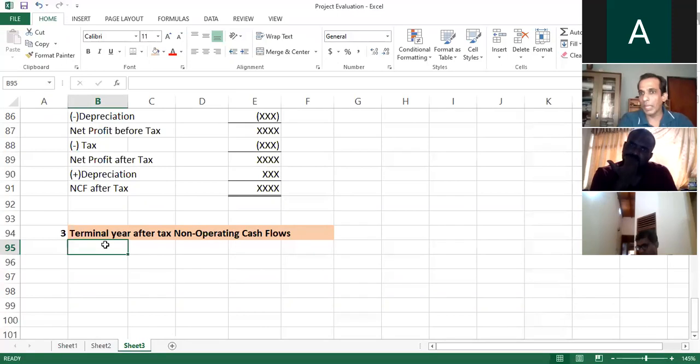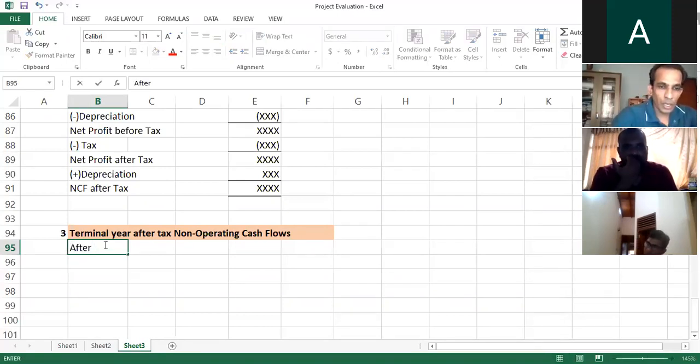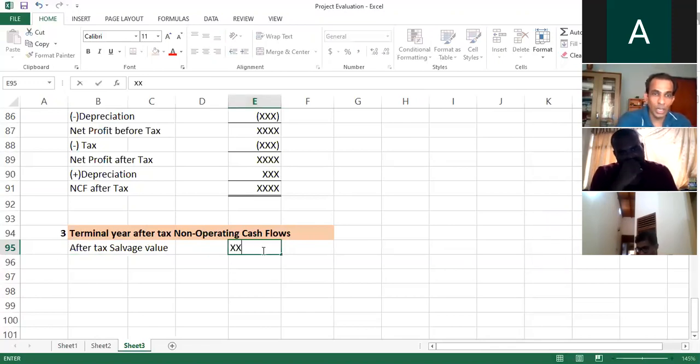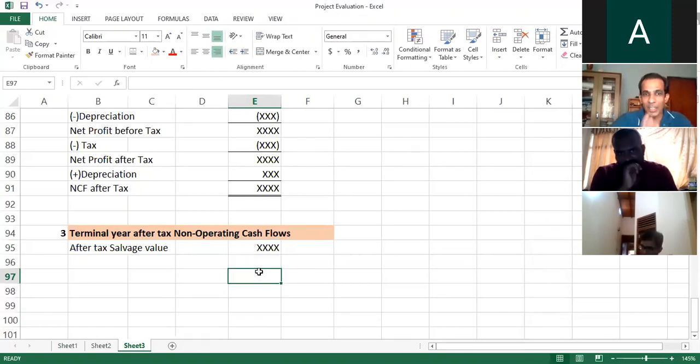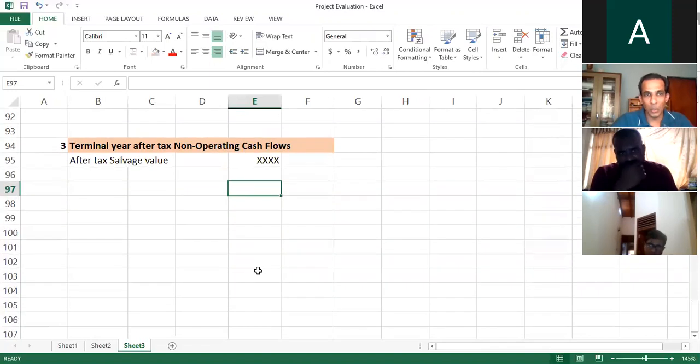be a profit, sometimes there can be a loss. Therefore, we have to calculate the after tax salvage value. Usually this involves several points to consider, so it's better to do a separate, small working to calculate the after tax salvage value. Why? Because we have to adjust tax.